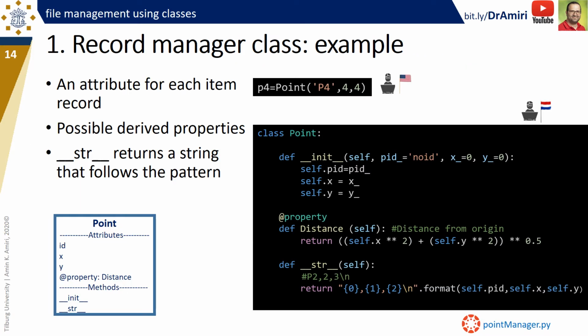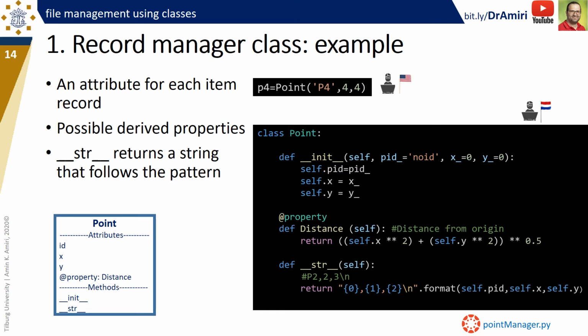As mentioned earlier, your first task is to develop a record manager class. So the American would like to have a class such as point that resembles the pattern of a record in a file. That means that for each item in the record in the file, you need to have an attribute, in this case PID, X, and Y, that are set in the initializer method. You may also need to add a property here if you feel that the user may ask for functionality such as distance from origin.